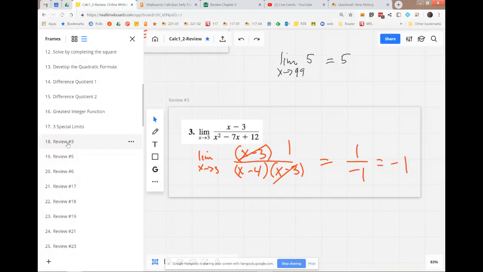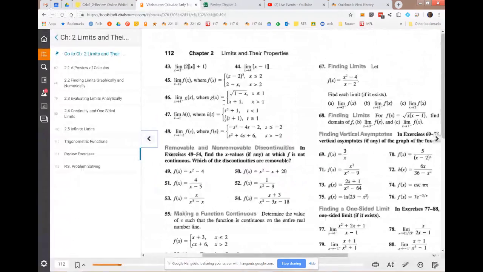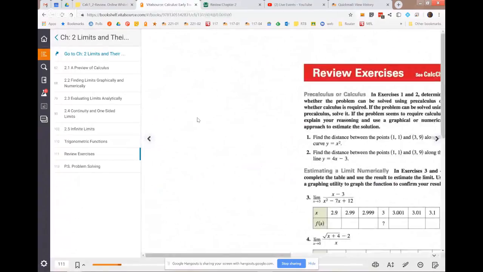Do you want a couple more examples of limit problems with either the natural log of x or e to the x? Okay. Well, let's see. Yeah, so here's the review.